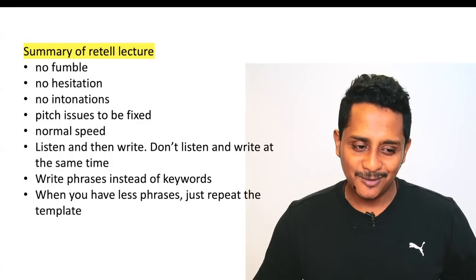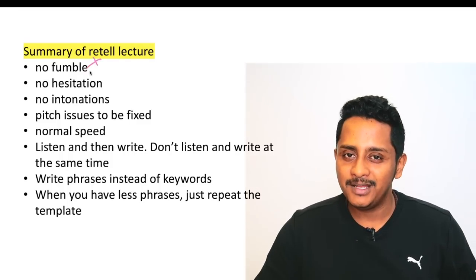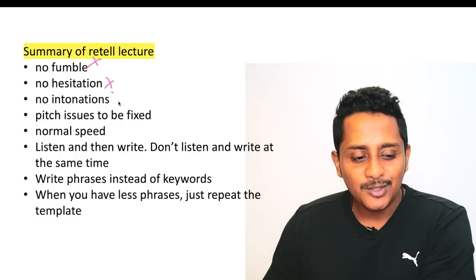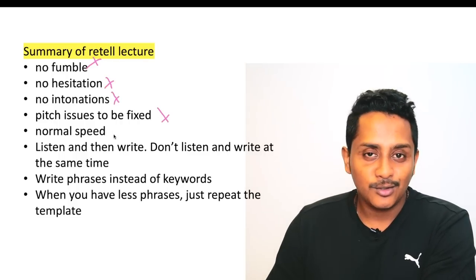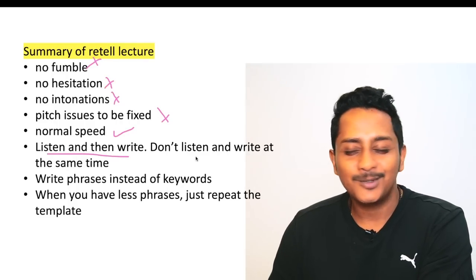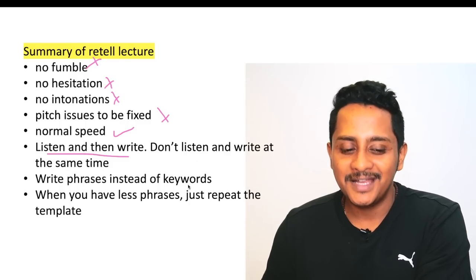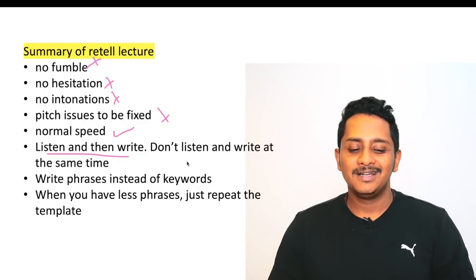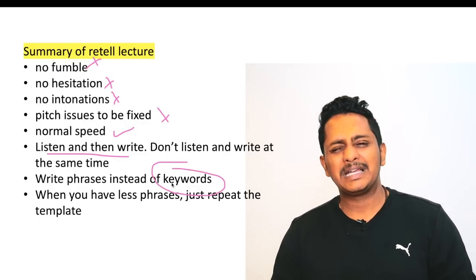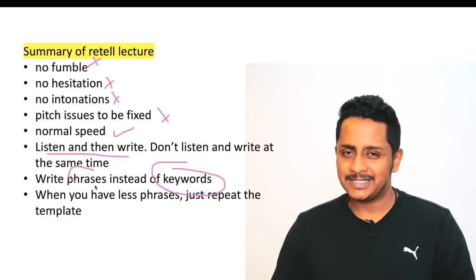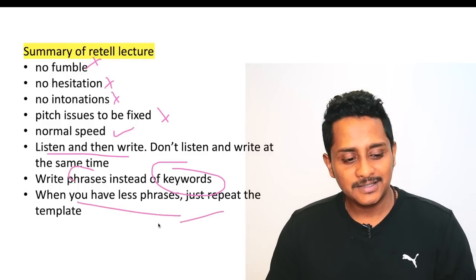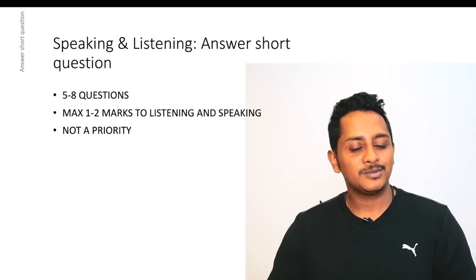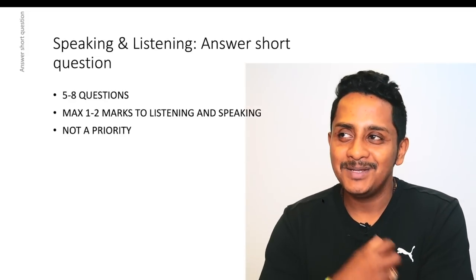Let's talk about the summary of the written lecture. There should not be any fumbling, same as whatever we did for read aloud. No hesitation, no up and down, pitch issues need to be fixed, normal speed. Listen and then write, don't listen and write at the same time. Write phrases instead of keywords. Remember this: keywords may not give you a very good score, but phrases will definitely do. When you have fewer phrases, just repeat the template. That's the best strategy. With this, we will move on to the last part, a dummy part.